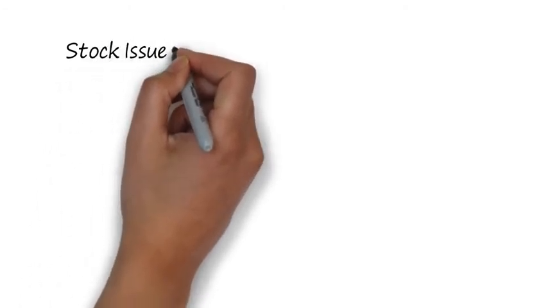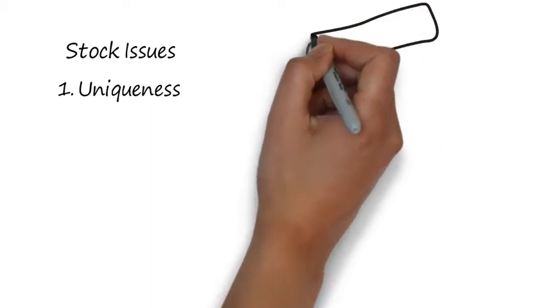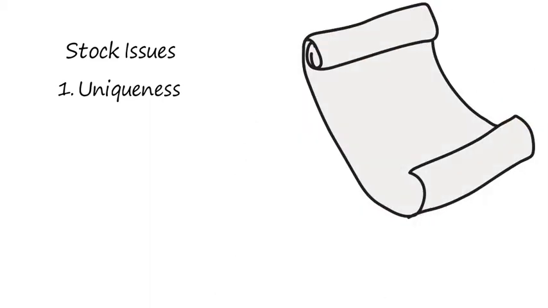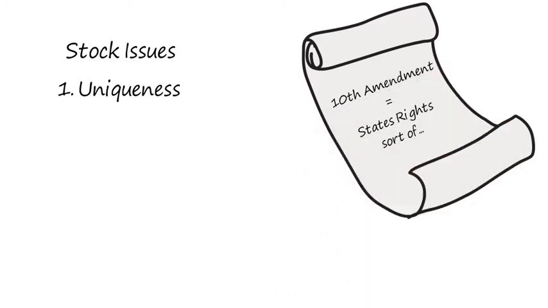Here's the breakdown. The first stock issue is uniqueness, and typically this covers the 10th Amendment of the Constitution. The amendment says that the powers not delegated to the United States by the Constitution, nor prohibited by it to the states, are reserved to the states respectively or to the people. Basically, this means that if the Constitution doesn't explicitly say that the federal government has the power to do something, then it's the states that are in charge of the issue in question.